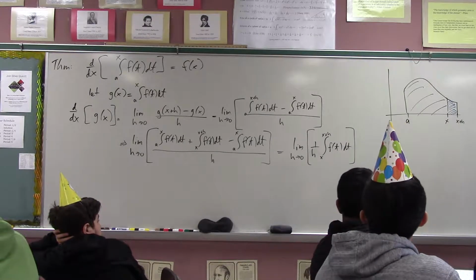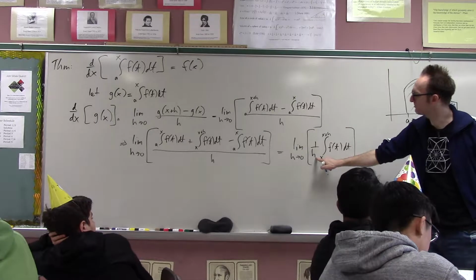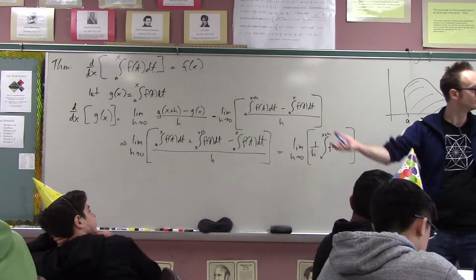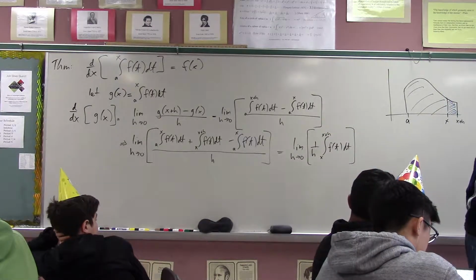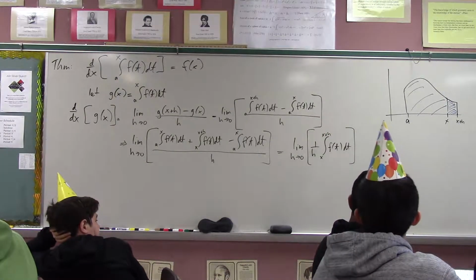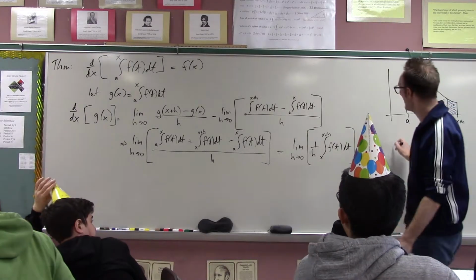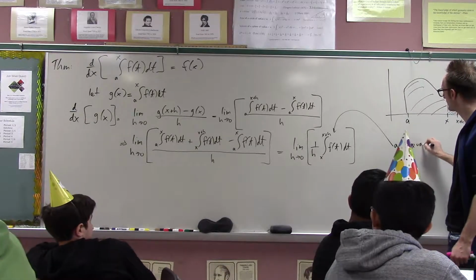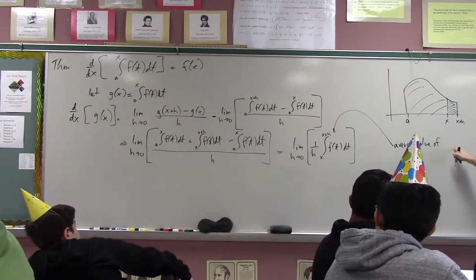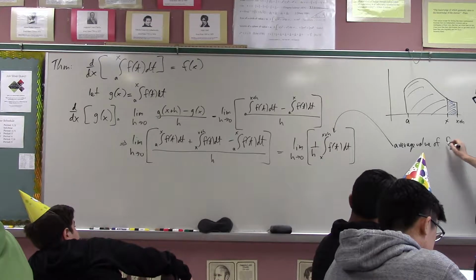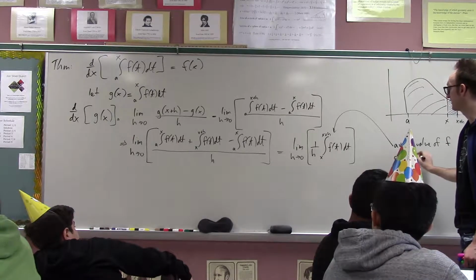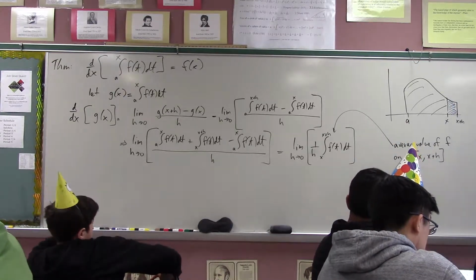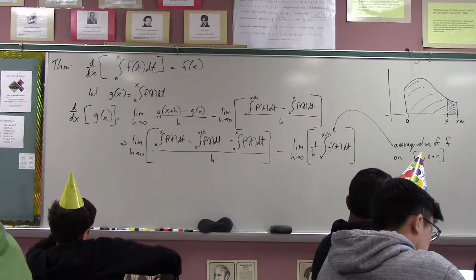Okay, now, does this thing in brackets remind anyone of anything from before? Average velocity. Mean value. Yes, this is just the average value. This thing inside the brackets is just the average value of f on the interval from x to x plus h. You take the integral from x to x plus h and you divide by the width of that interval.